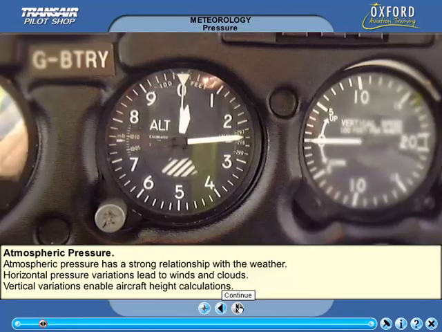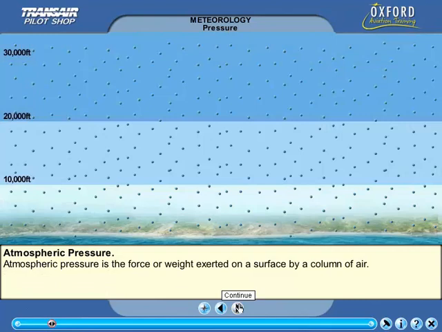The instrument that measures this variation is the altimeter. This lesson aims to give you an understanding of pressure in our atmosphere and its significance to us as aviators. What is atmospheric pressure?